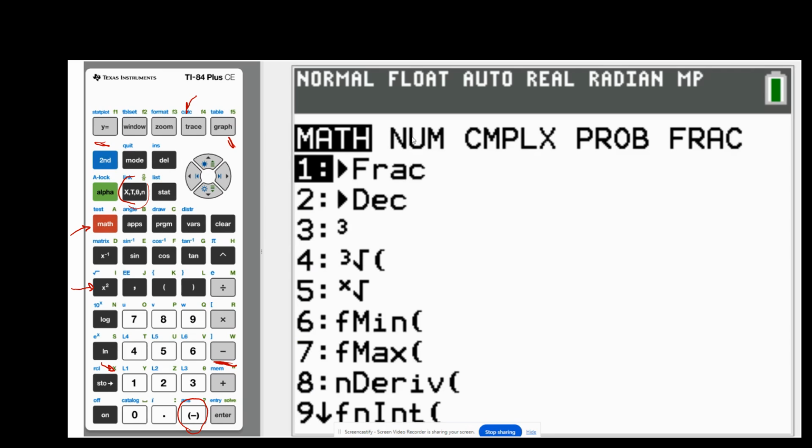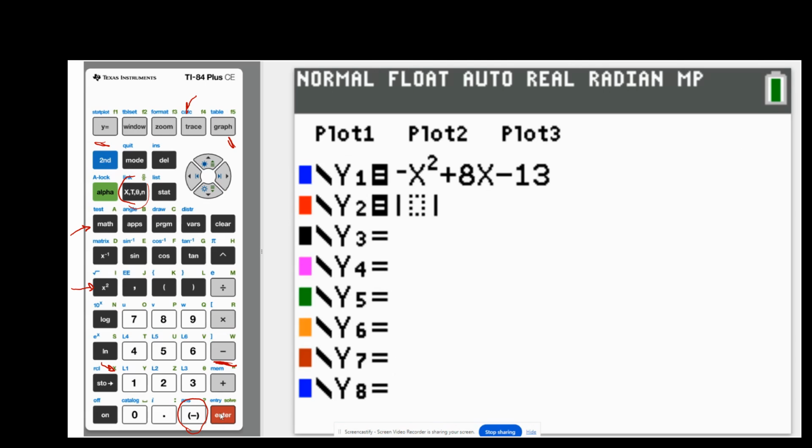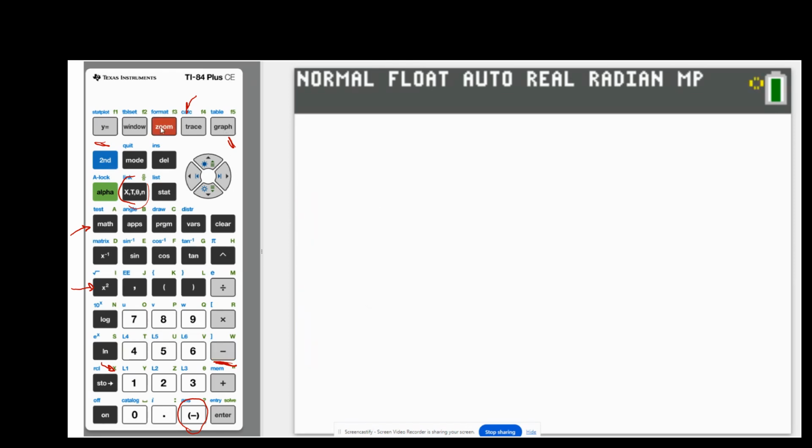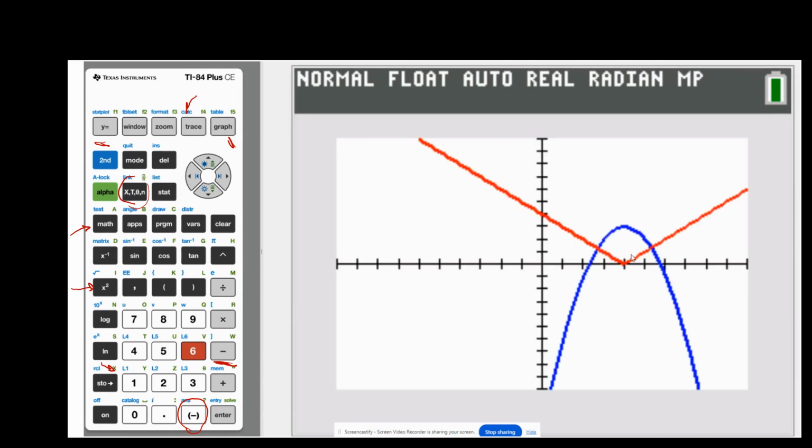Then we can put an absolute value. That's in the math menu. Go over to the number category, and then that first one, abs. If you have the nice new calculators, you get it in pretty print. If you have an older one, it'll say abs with parentheses. But then we can type in the x minus 4. We could graph. I chose zoom and then 6, standard, so that I could make sure the window was right. We can see where they intersect.